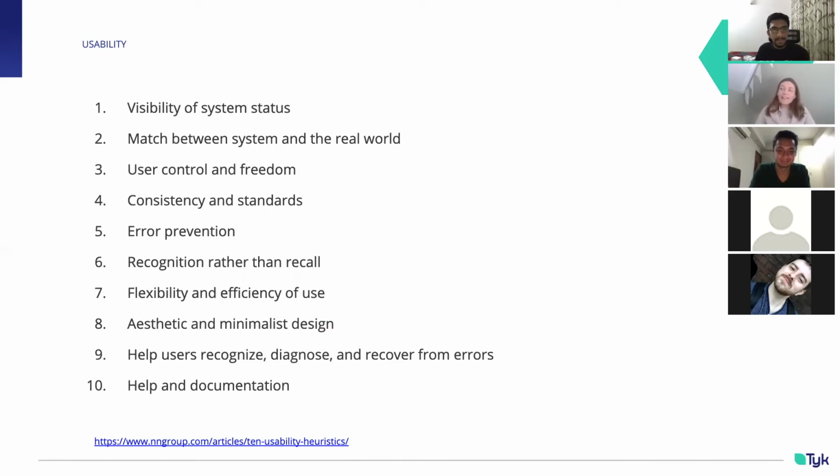So these are the 10 usability heuristics of user experience. So, visibility of system status. This is just making sure that you're always making your users aware at all times, wherever they are in your, whether it be a website, an application, a service, making sure they know what the status is at that time.